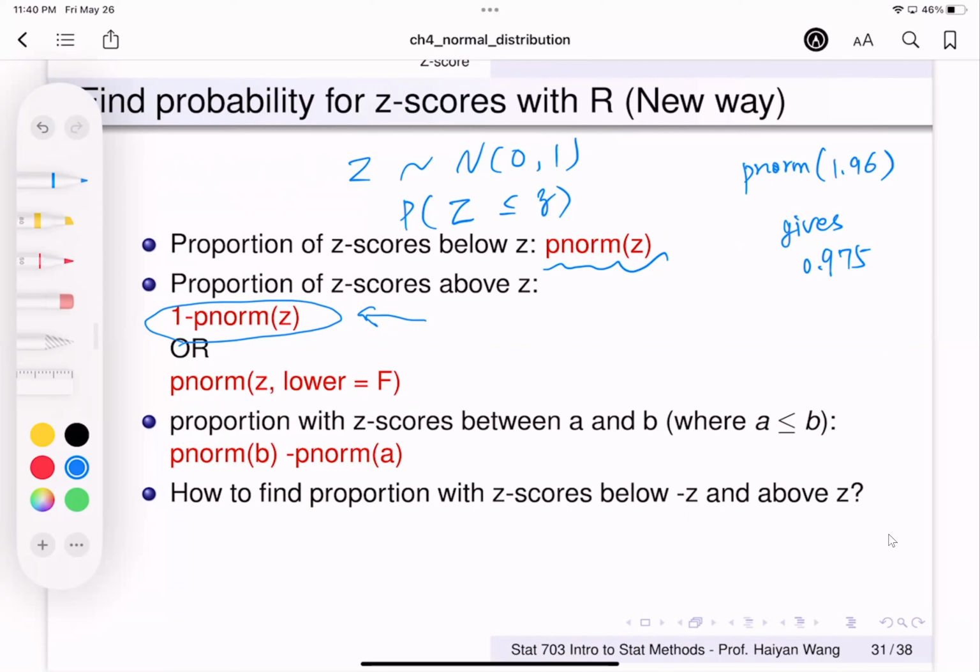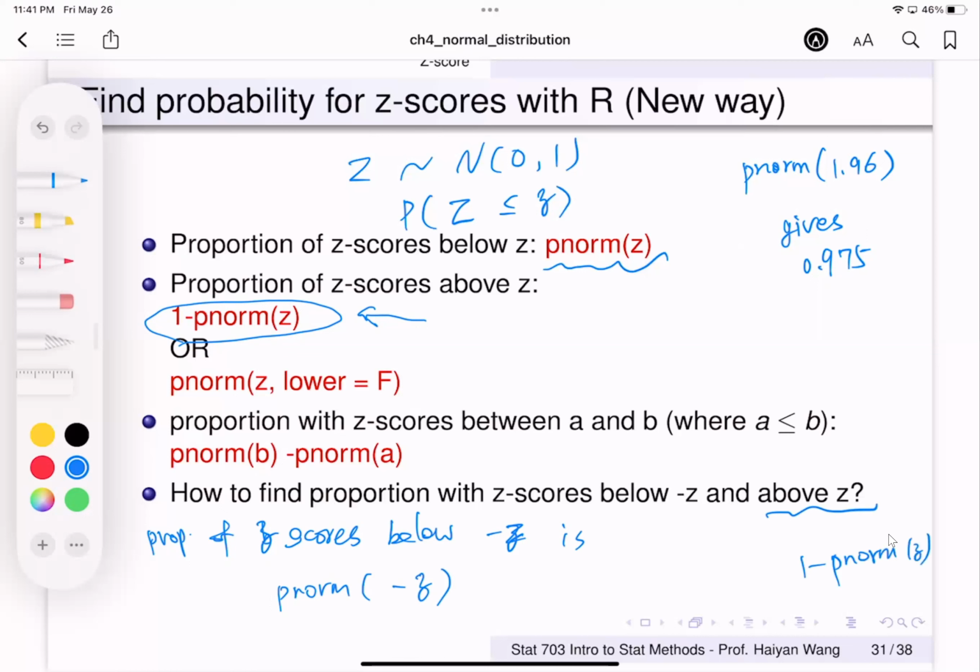For example, the proportion of z-scores below negative z, negative little z, you can compute as pnorm with negative z. And above, for this one, you use 1 minus pnorm with the little z. And in fact, after you finish computation, you'll find that these two are identical.